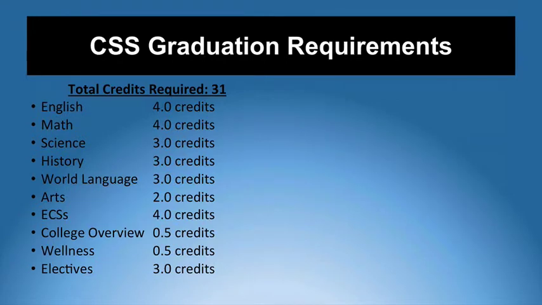Our graduation requirements, we require 31 credits. Included in here are a couple of things I haven't talked about yet. ECS, those are a graded, credited class. Students get 1 credit per year of ECS. And we also have college overview in there and a wellness class. The wellness class has a physical fitness component as well, which gets our students moving and active.